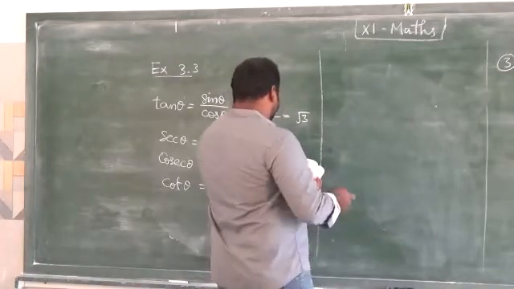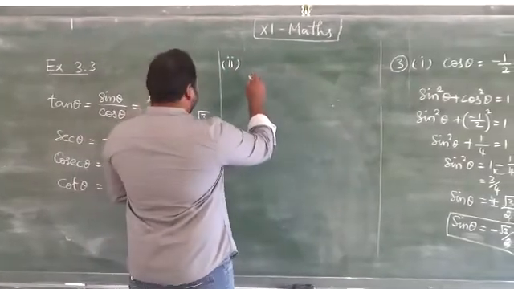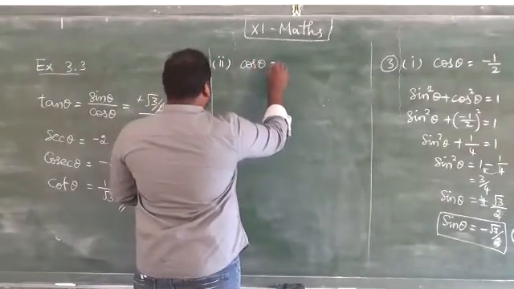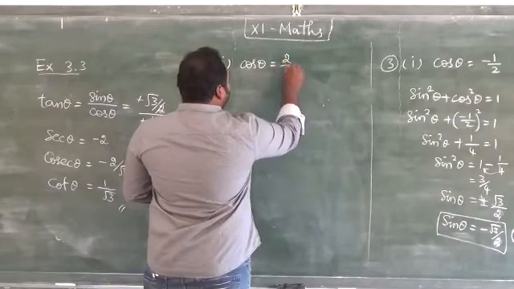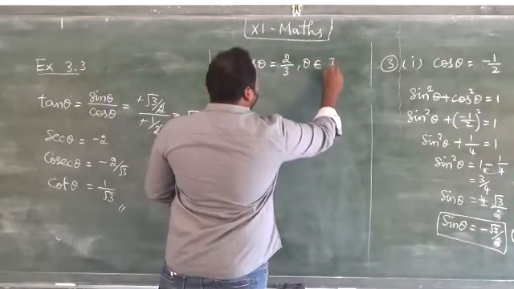So third problem, second subdivision. Cos theta is given 2 by 3, theta belongs to first quadrant.